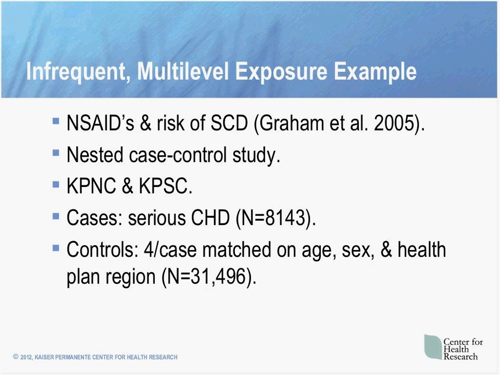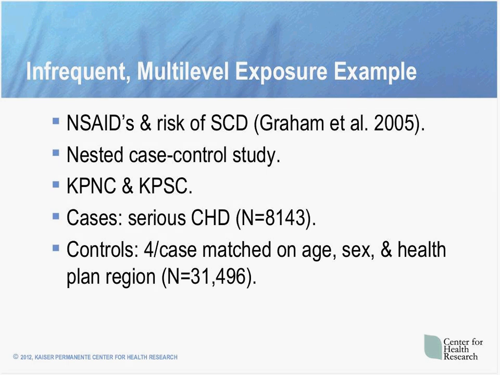So just to give an example of a situation where you have a multi-level exposure and cells might be a little bit infrequent. This is a study that was published by Dave Graham and colleagues in 2005 in the Lancet, looking at exposure and risk of sudden cardiac death. It's a case-control study, so it wasn't a cohort study, and I'll comment on that more in a second here. It used data from Kaiser of California.